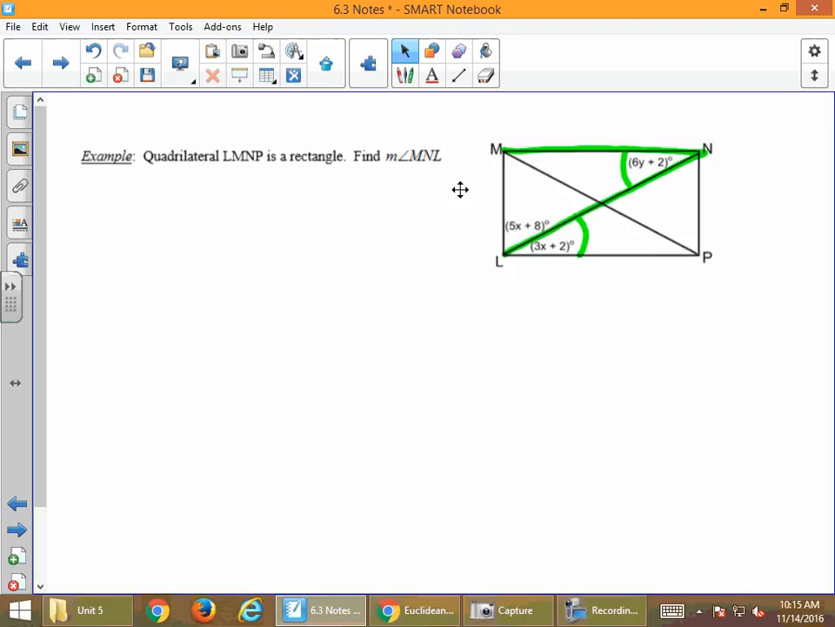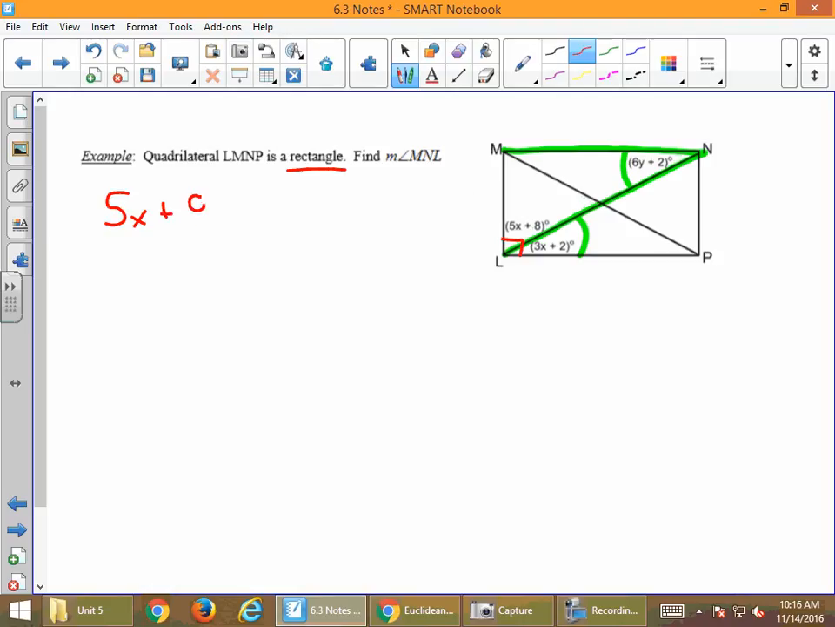Very good. These two angles, the 5x plus 8 and the 3x plus 2, they are side by side. And since we know this is a rectangle, the definition of rectangle means that they have right angles. So there is a right angle right there. You're exactly right. So together, I know those equal how many degrees? 90. So I'm going to say that 5x plus 8 plus 3x plus 2 is equal to 90.